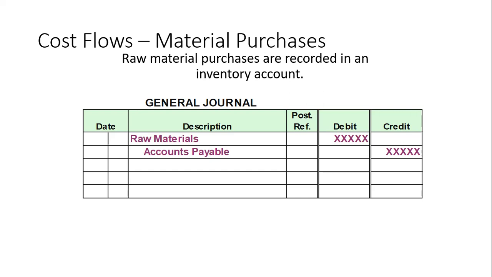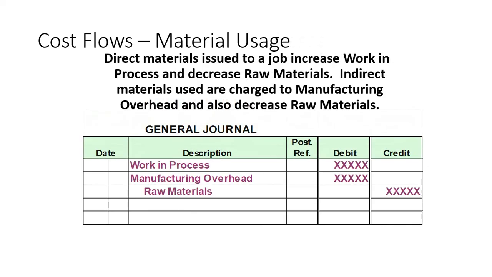That means we purchase on credit. If we purchase on cash, we debit raw material and credit cash. So the amount we put is how much the cost of the material purchase. Okay. The second thing is the usage of the material. That means once we use the material.